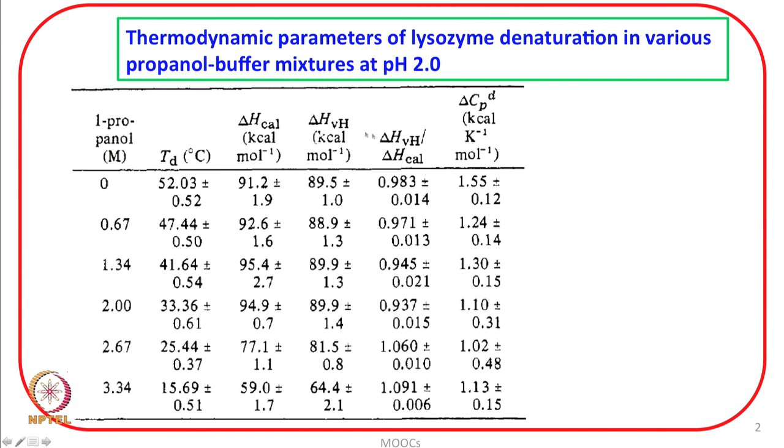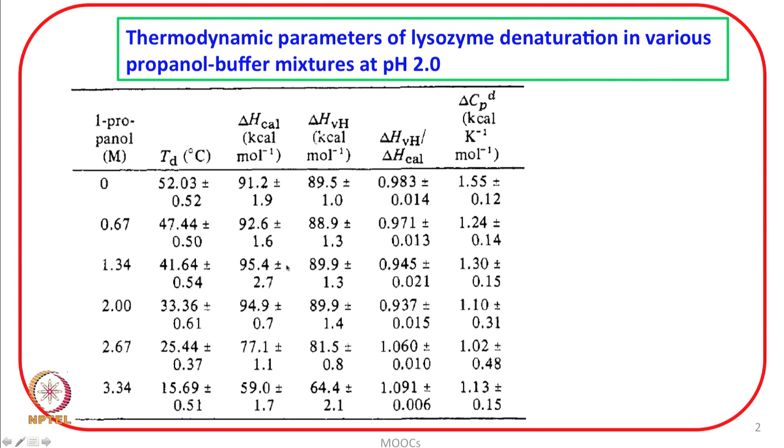So, the conclusion that can be drawn from this table is that 1-propanol leads to thermal destabilization of the protein, because the transition temperature is decreasing from 52.03 to 15.69 when the concentration of the alcohol in the mixture is 3.34 molar.